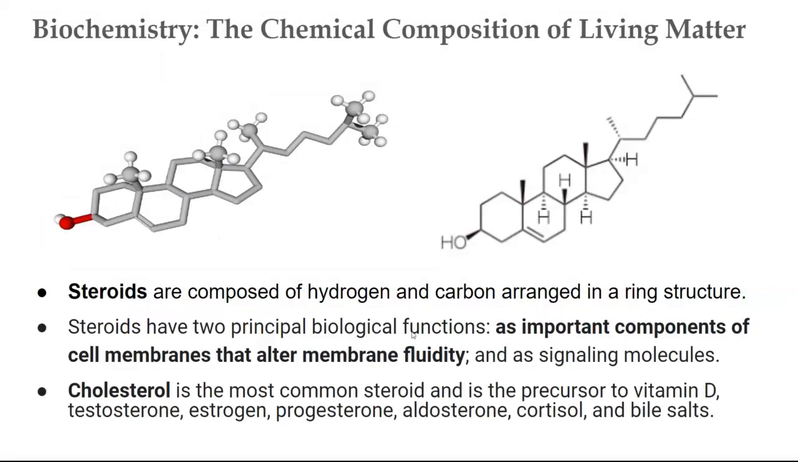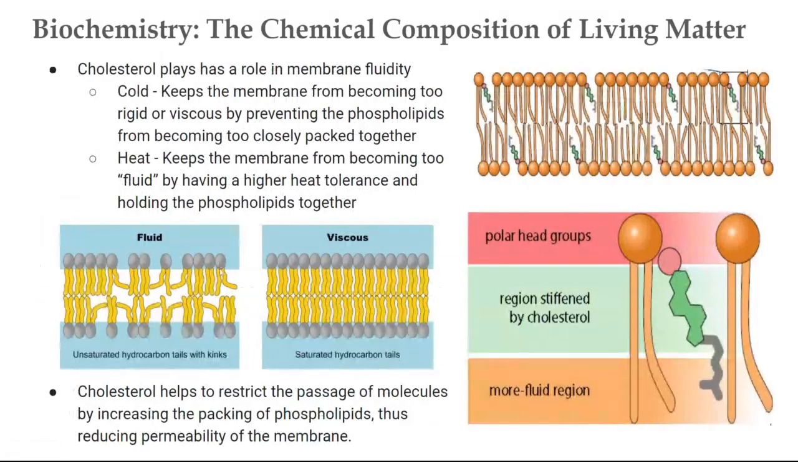So these steroids are very important to membrane fluidity, but also cholesterol is a steroid that we find inside of our body. And we need cholesterol as a precursor to create vitamin D, testosterone, estrogen, progesterone, aldosterone, and cortisol. So all these different types of hormones are cholesterol based. So here's another picture of our phospholipid bilayer.